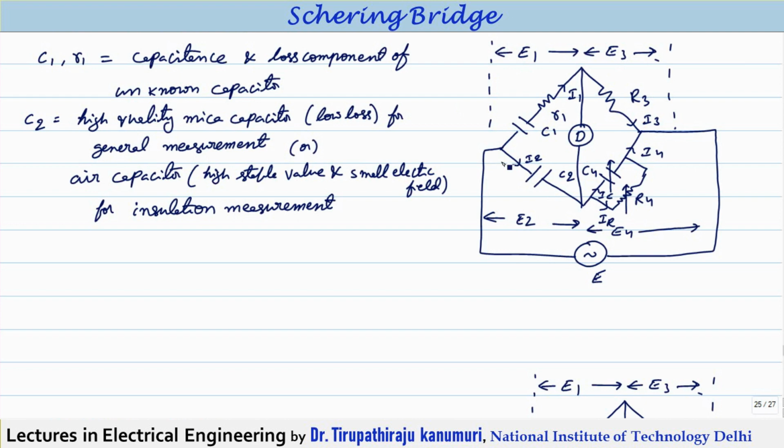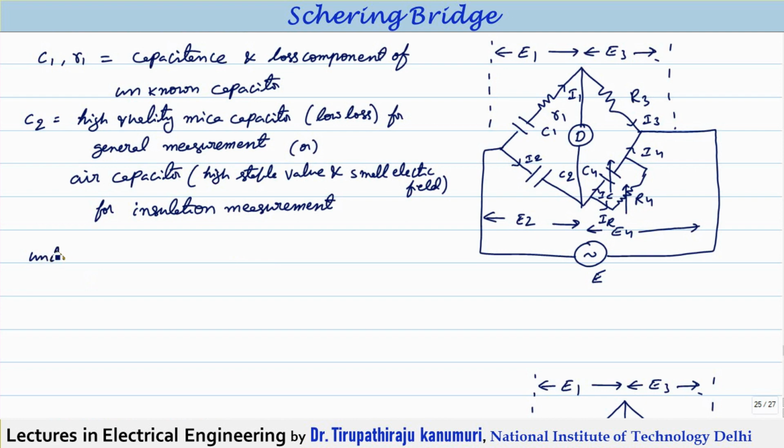Similarly in the lower side branch, the voltage drop across capacitor C2 I am taking as E2 and the current as I2. The current passing in this branch will be I4, so obviously the voltage will be E4, and this I4 divides into two components. One current passes through the capacitance C4, which I am representing by IC, and the current passing through the resistance R4 I am representing by IR. With these basics I am proceeding.